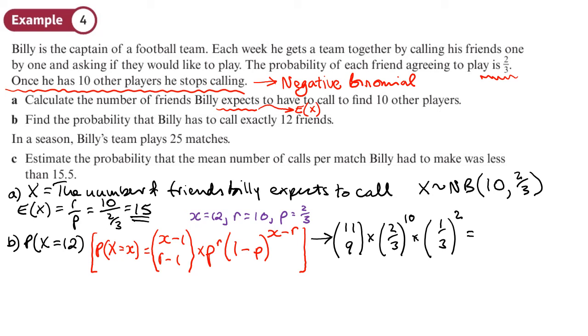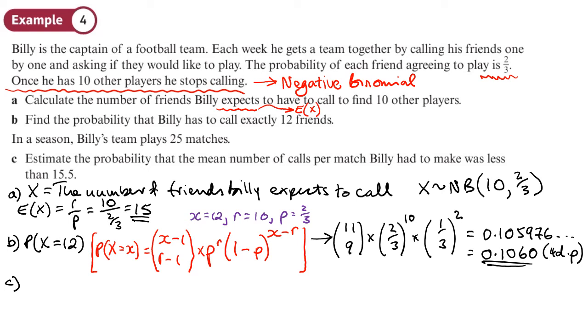So we'll put this on our calculator, and we get 0.105976. So again, to 4 dp, 0.1060.